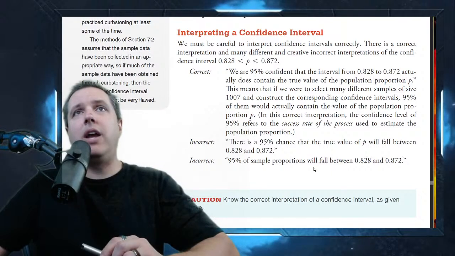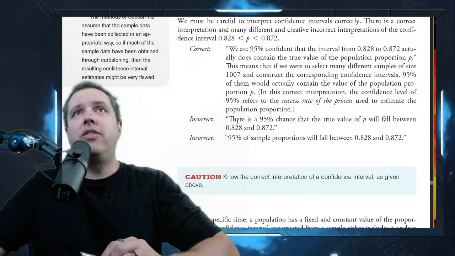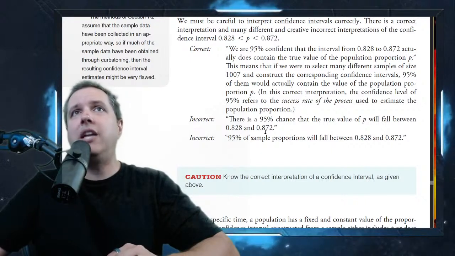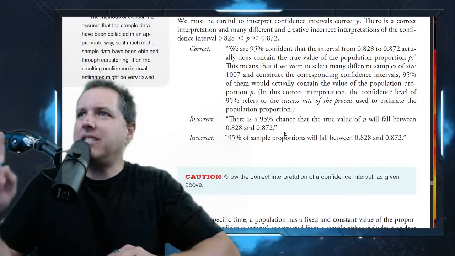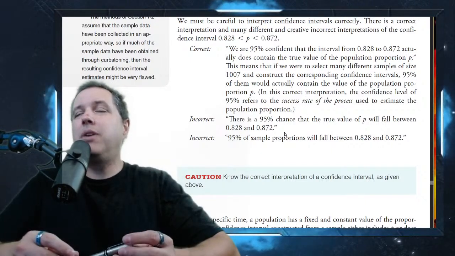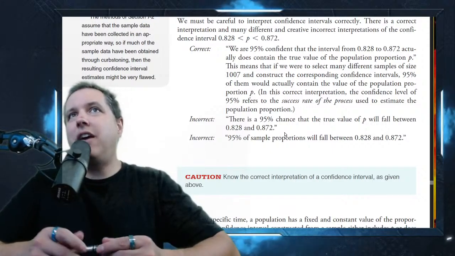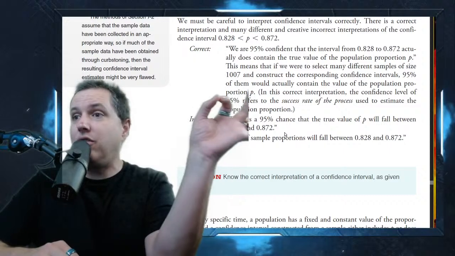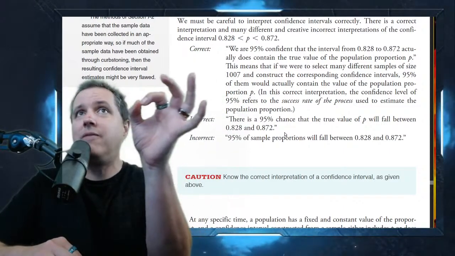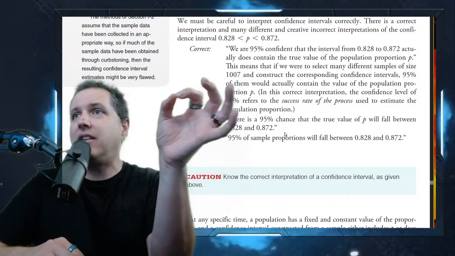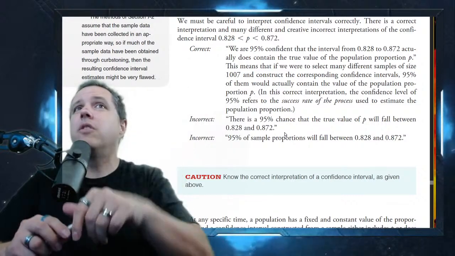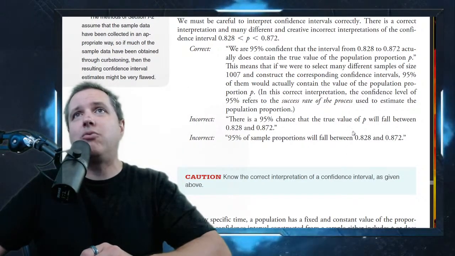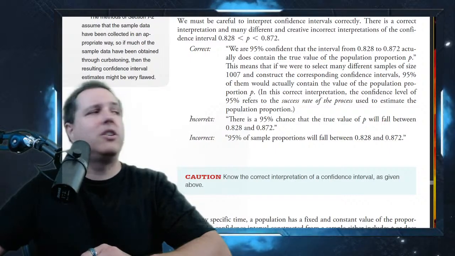The wrong way to interpret it is there is a 95% chance that the true value of P will fall between 0.828 and 0.872. Now that sounds like the same thing, but it's not. There isn't a 95% chance that the true proportion value is there. The true proportion value is either in your interval or it's not. We just don't know the value. Also, 95% of sample proportions will fall between this. That's wrong as well. So those are incorrect interpretations.